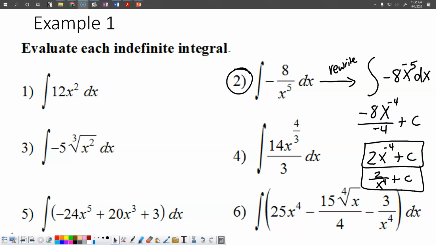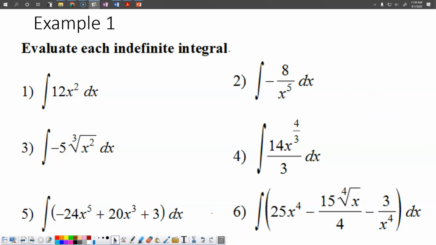All right, so there we go. I started by rewriting it, then I applied the power rule, and then I reduced and I wrote it without a negative exponent as well. So the 2 different ways of writing your answer are there. All right, let's go ahead and move on to another type of question.